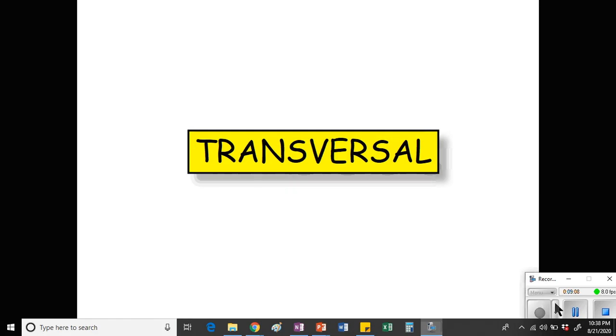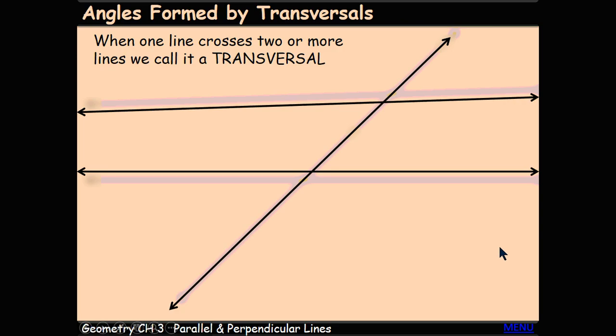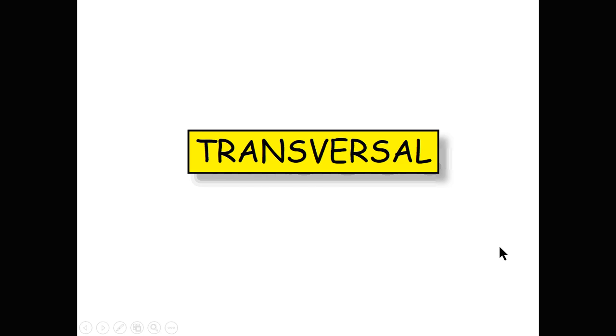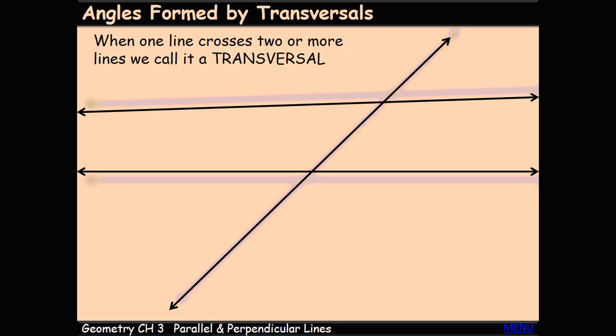Next, we're going to talk about a transversal. A transversal is just a line that crosses two or more lines. That's all a transversal is. This pink line here in the picture, that's a transversal. Why? Because it crosses two other lines.